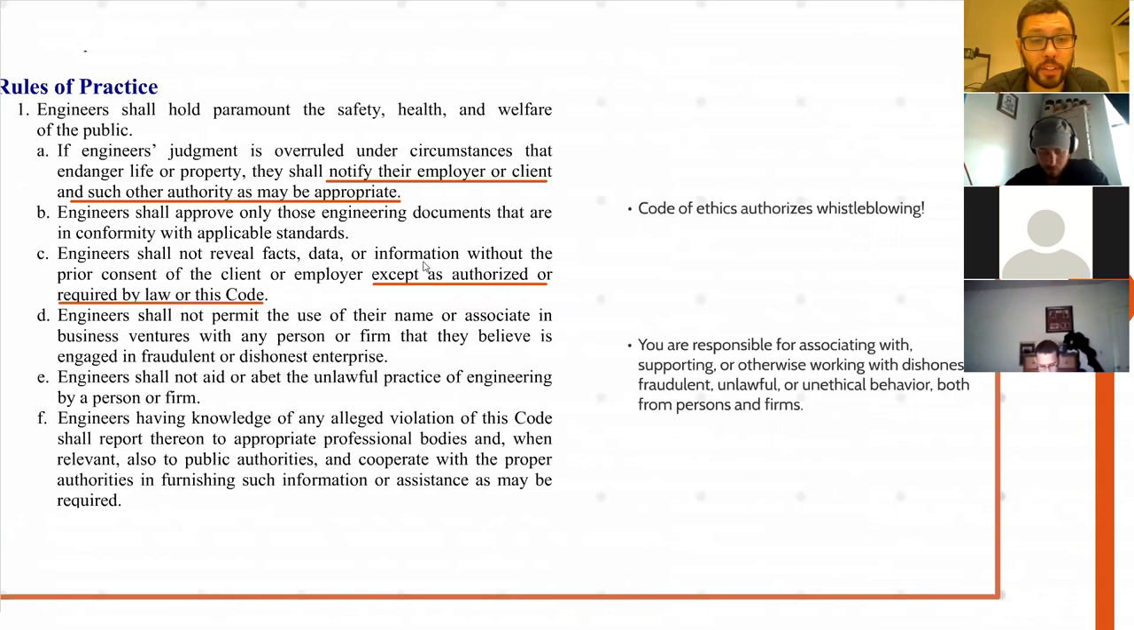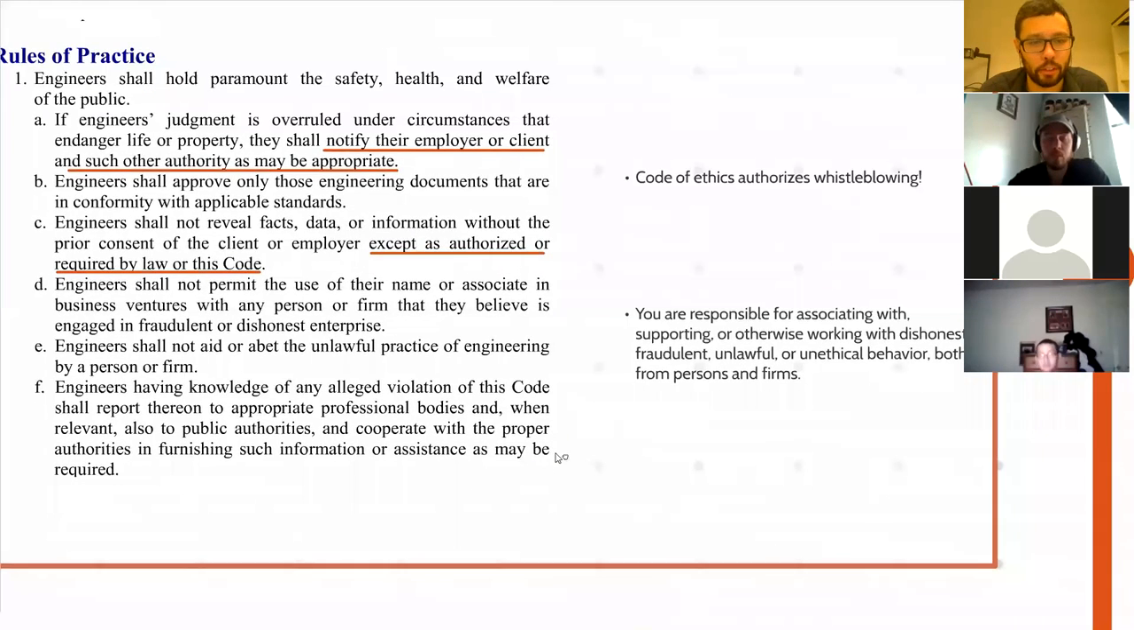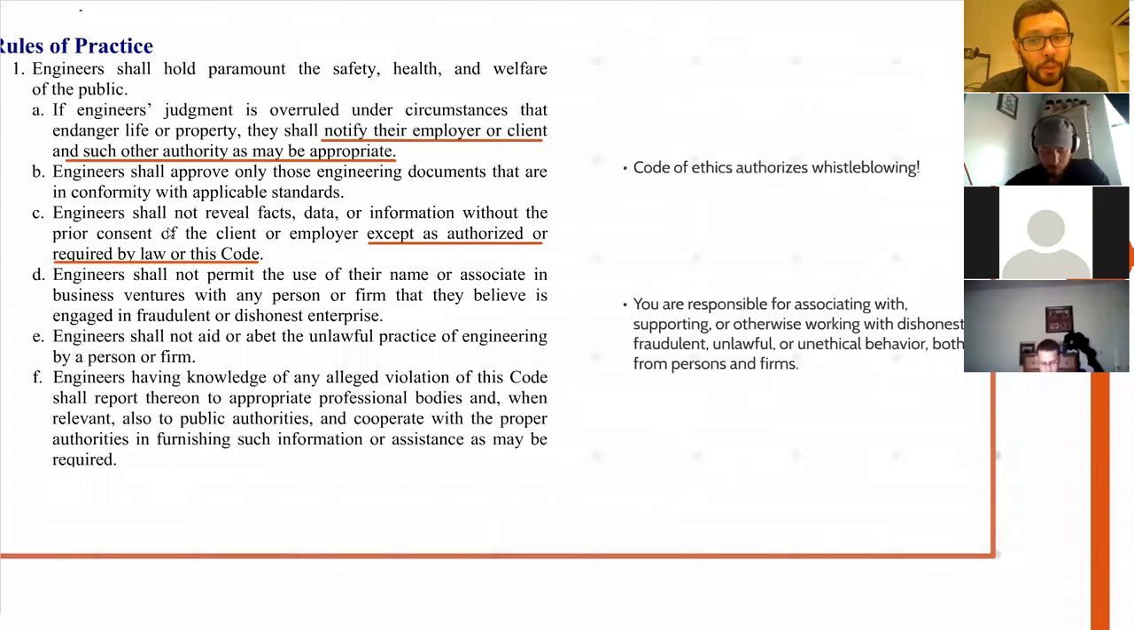So the code of ethics authorizes whistleblowing. It authorizes that you break a contract if it has an impact on the safety, health, and welfare of the public. And we'll look at some cases like this in just a few minutes. You'll find a lot more when you do your own study.